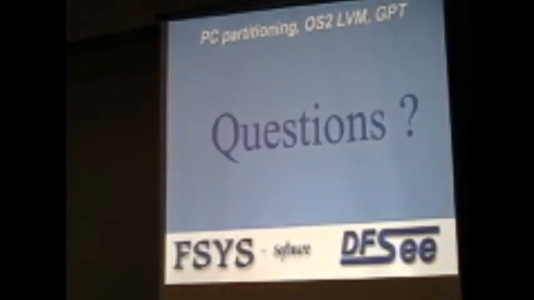So they're more or less comparable to primary partitions in the MBR style. I mean, all GPT partitions are created equally, more or less. There's no logical partitions in GPT. Okay, questions on that?